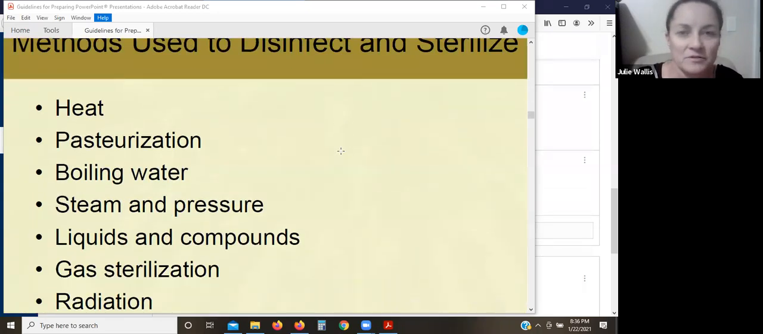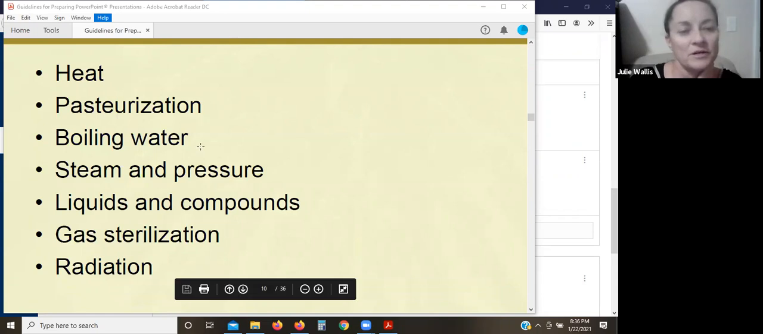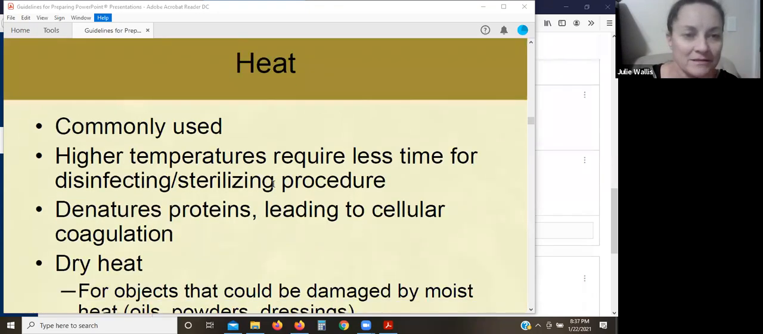Methods of use for disinfection and sterilization. These are the different ones that we're going to kind of walk through, and you just need to understand the basic parameters of these. And some of these overlap. So you're going to have heat, but you also have heat that's involved in pasteurization, boiling water, steam, and pressure. So there's just different ways to apply these.